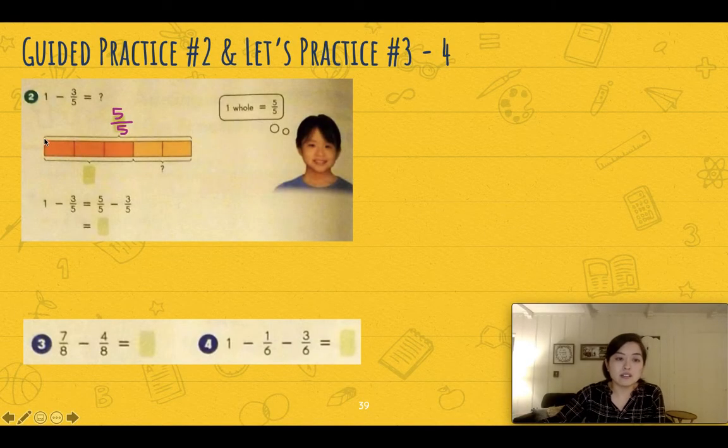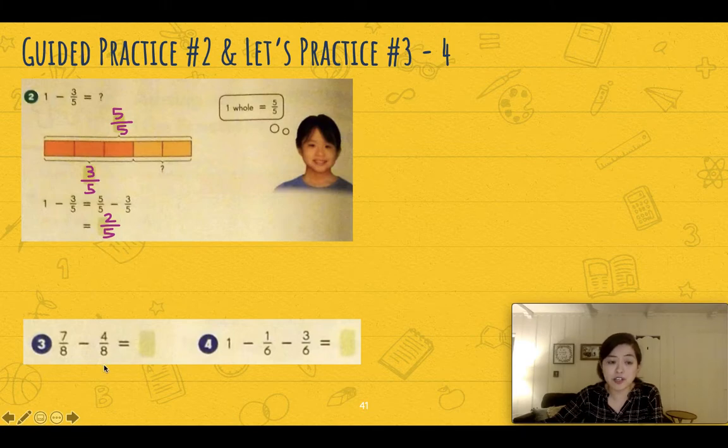So this entire bar model is 5/5, and then 3/5 is here, this dark orange. So what is this here? I have to use a subtraction sentence. So 1 minus 3/5 is the same thing as saying 5/5 minus 3/5. And here, they are like fractions, 5/5 minus 3/5, because they have the same denominator of 5. So we're going to keep the denominator as 5 and we're going to subtract the numerator. It's 5 minus 3, which is 2. So the answer is 2/5.